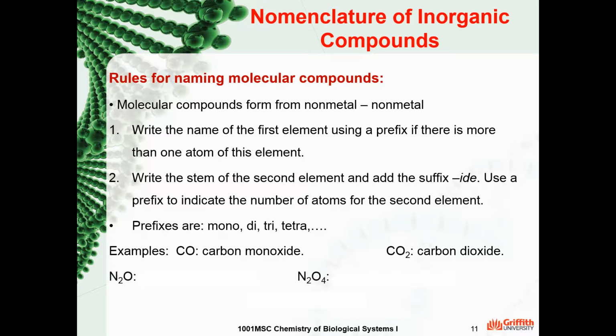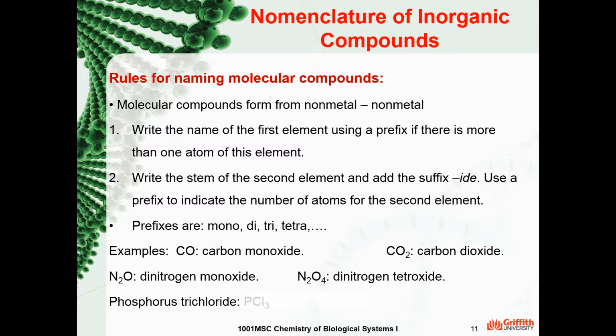Now let's try CO2. The first element is carbon, the second element is oxygen. As we have 2 oxygens, then the compound can be named as carbon dioxide. Pause the video and try naming the following 2 compounds. N2O is named dinitrogen monoxide. N2O4 is named as dinitrogen tetraoxide.